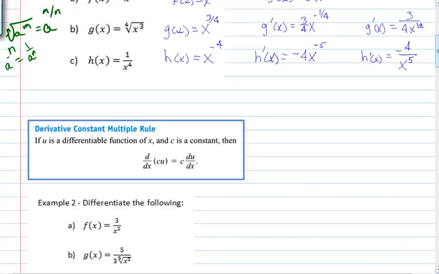It doesn't work. What if we have a constant times a function of x? Well, this constant multiple rule says that if that's the case, then the derivative is just going to be that constant times the derivative. Let's do our columns again where we're going to rewrite, use the power rule, or let's just call it derivative now, and then simplify.